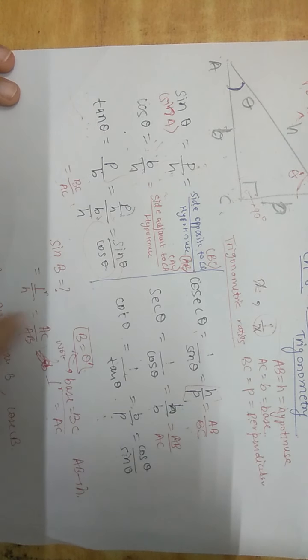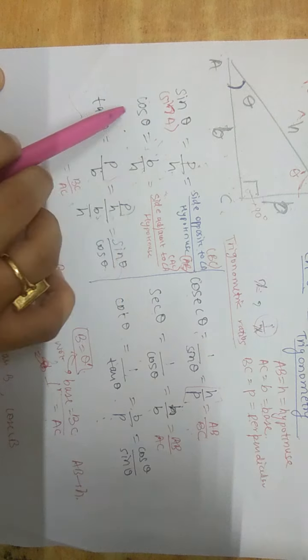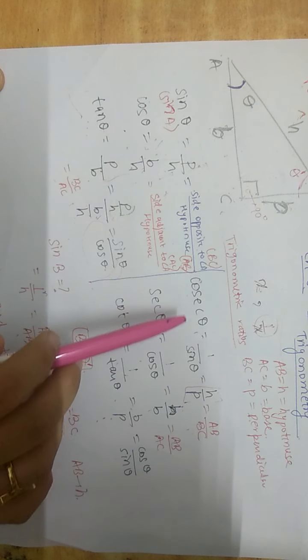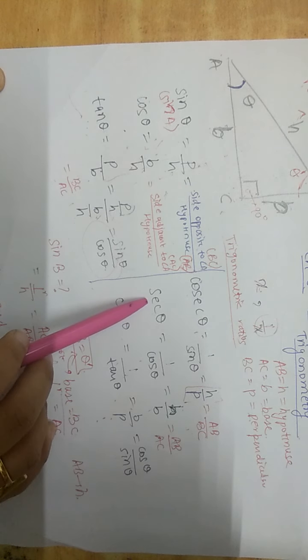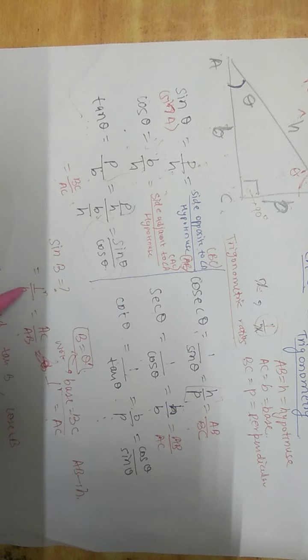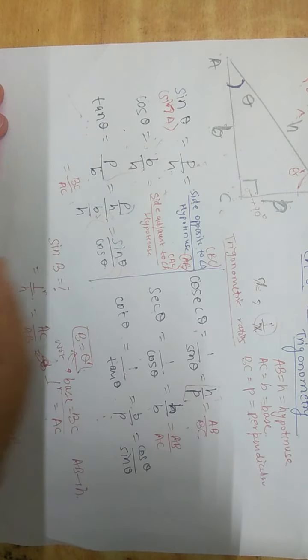So, now let us start with the trigonometric ratios. See, there are total 6 trigonometric ratios, that is sine, cosine or cos, tangent or tan, cosecant or cosec, secant or sec, cotangent or cot. So, let us first know about the three ratios, sine, cos and tan.